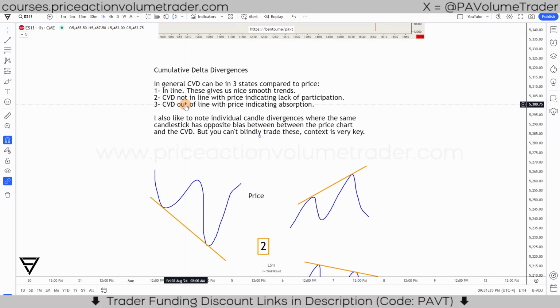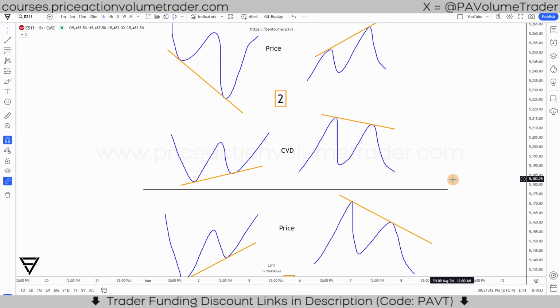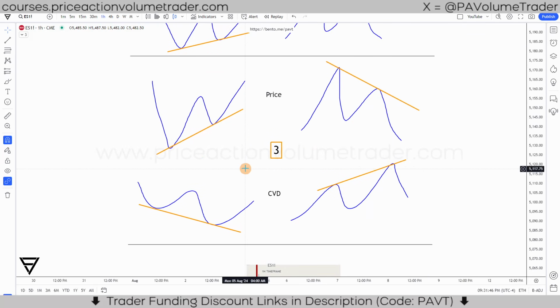Then number 3, cumulative volume delta is out of line with price, indicating absorption. So this one is one of the main ones that I like to use. With cumulative delta, if you see, for example, that price is making higher lows, but delta is making lower lows, what this tells us is that all this aggressive selling is not really paying off, because price is holding higher and there's a lot of aggressive selling down there.